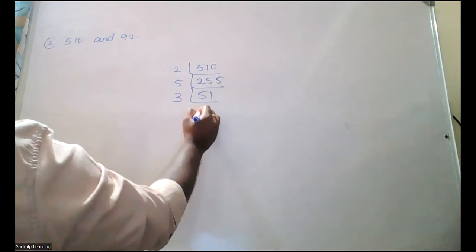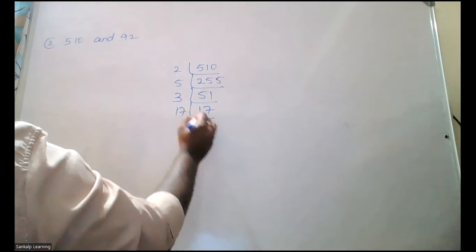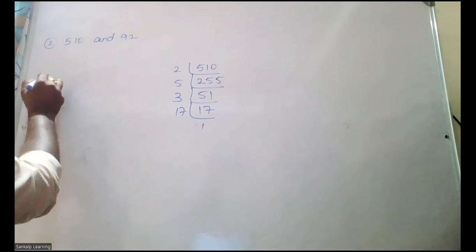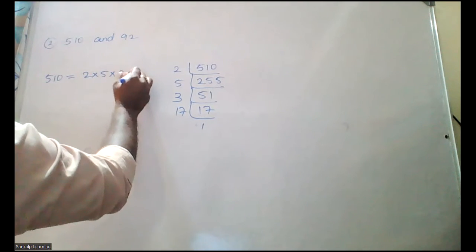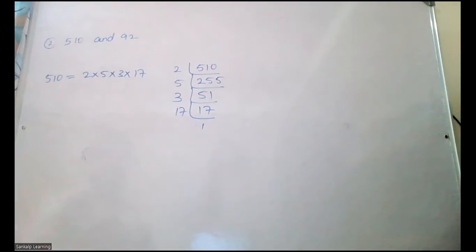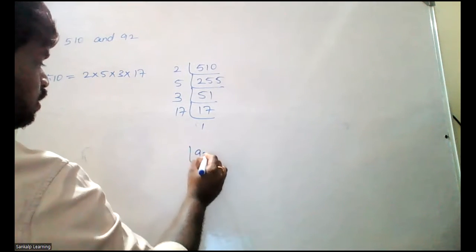3 1s are 3, 3 7s are 21, so 17 1s are 17. So 510 can be written as 2 into 5 into 3 into 17. Okay. Now similarly 92. It's an even number.